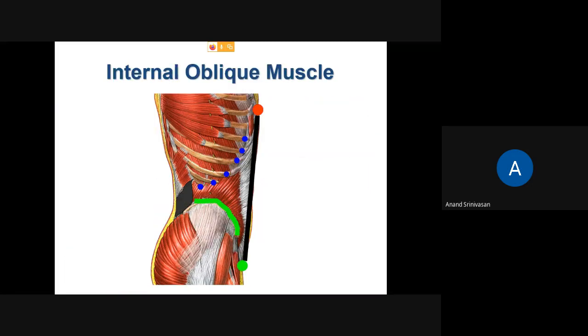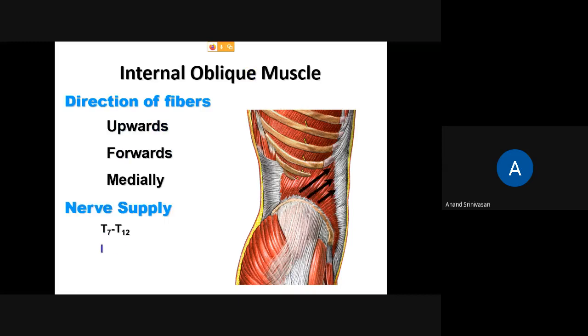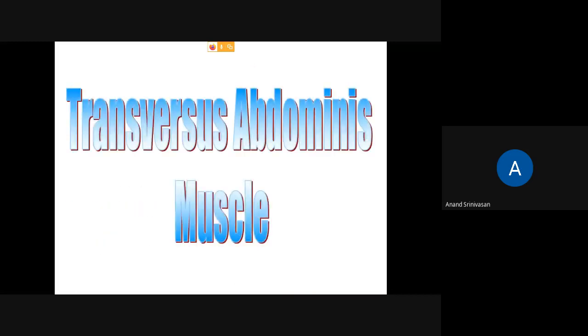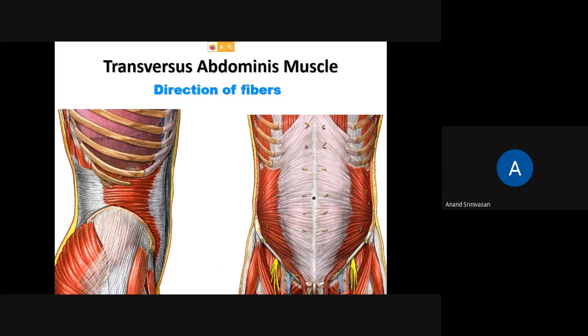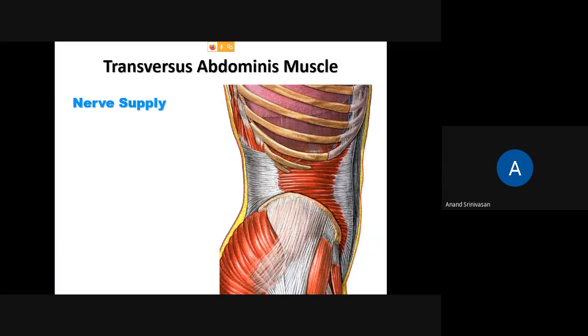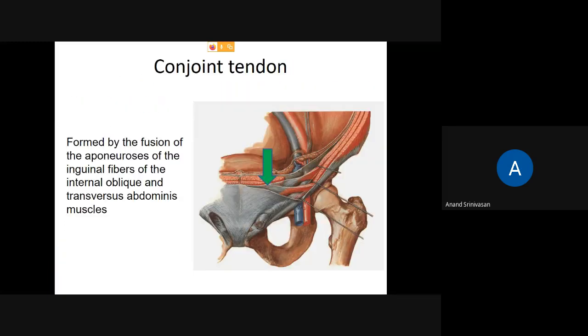This is the internal oblique muscle; we have covered this in the last session. This is the transverse abdominis muscle, and its nerve supply. Also we have seen the conjoint tendon, formed by the union of the transverse abdominis aponeurosis and the internal oblique aponeurosis.